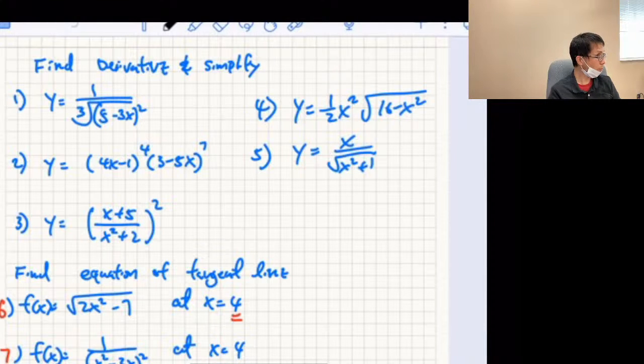Do we have to do quotient rule at all? Yeah, number 5 you need to do quotient rule. And number 3 you need to do quotient rule. You need to do quotient and chain. Can you go back to the list? Sure.